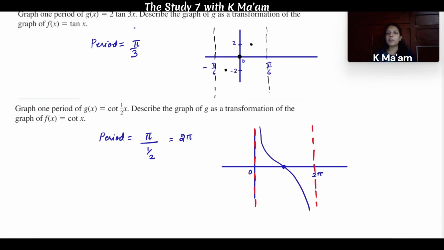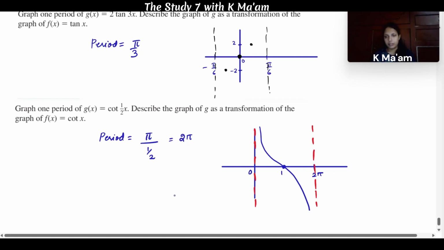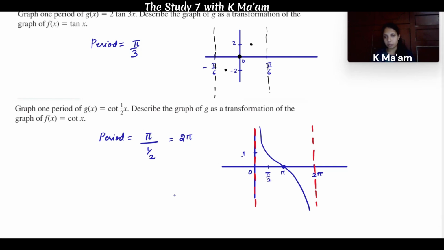Here is a graph of cotangent x. This is pi, this is pi by 2. At pi by 2 it is 1. At 3 pi by 2 it's negative 1. So what's the transformation? It is a horizontal stretch by factor 2, because the reciprocal of 1 by 2 is 2. Horizontal stretch by factor 2. This is the transformation. Okay.